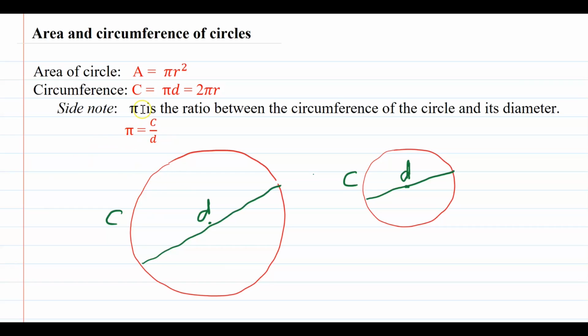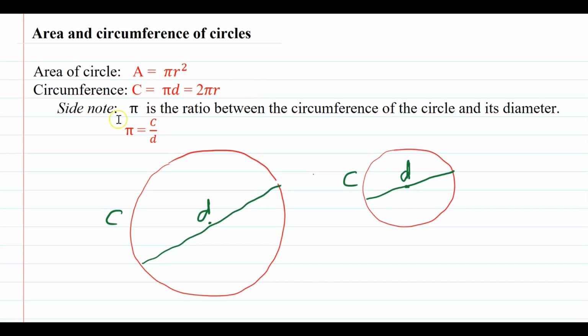Hello everyone. In this video, I will show you how to solve or answer questions that involve area and circumference of circles. Now, just to remind everybody, the area of a circle is given by area equals pi r squared, where r is the radius of the circle. And the circumference of a circle is given by c equals pi d, where d is the diameter of the circle, or c equals 2 pi r, where your diameter is equal to 2 times the radius, or 2r.